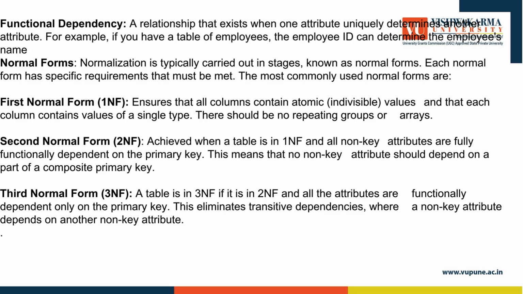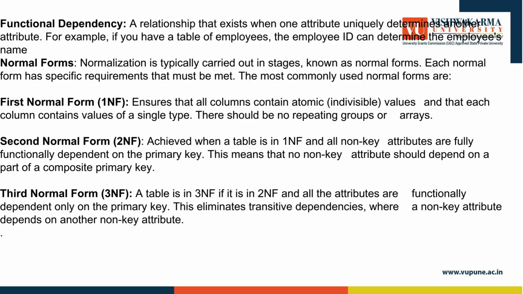The most commonly used normal forms are: First normal form, 1NF, ensures that all columns contain atomic values and that each column contains values of a single type. There should be no repeating groups or arrays. Second normal form, 2NF, is achieved when a table is in 1NF and all non-key attributes are fully functionally dependent on the primary key. This means that non-key attributes should not depend on part of a composite primary key.